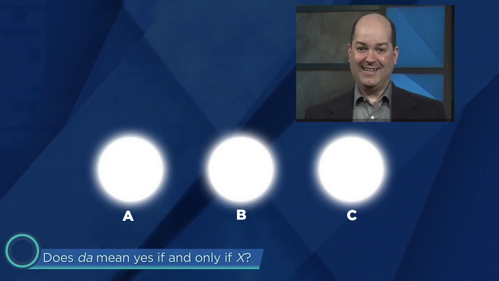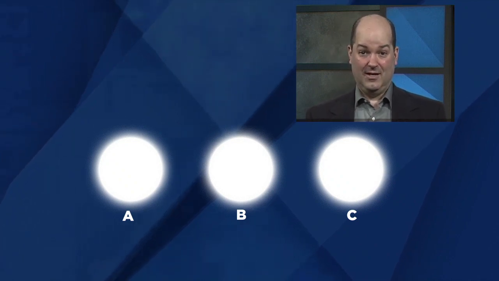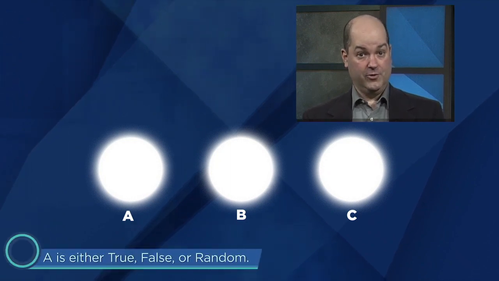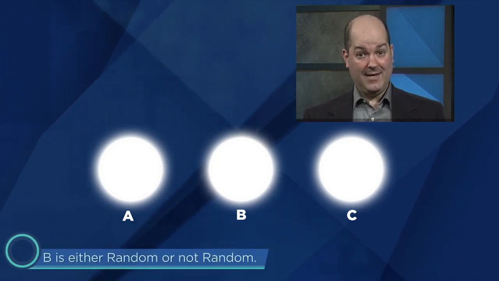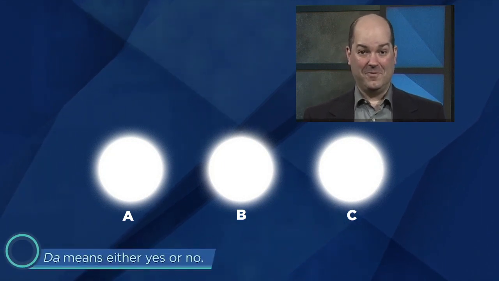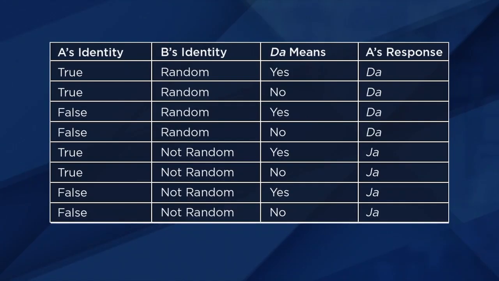random? Now, if you care to work through the logic, you'll find that there are many cases to consider. A is either true, false, or random. B is either random or not random. And da means either yes or no. To simplify things for a moment, let's assume that A is not random. Then the possible cases are shown in this table.